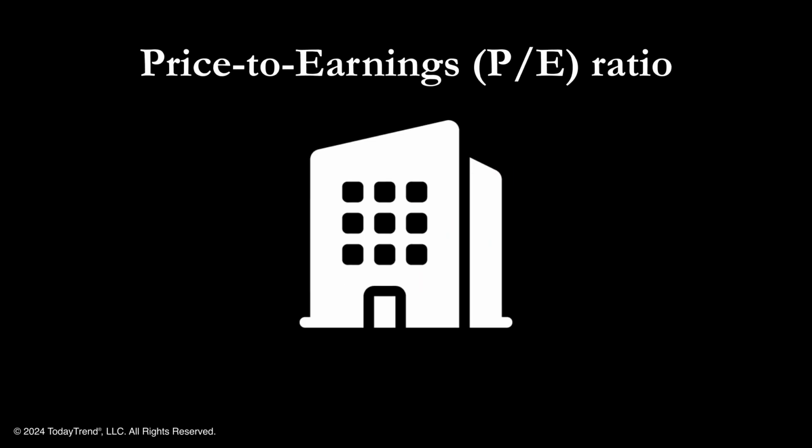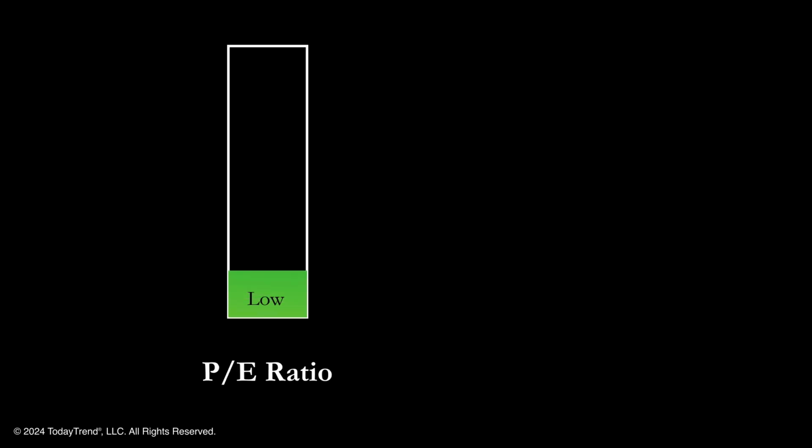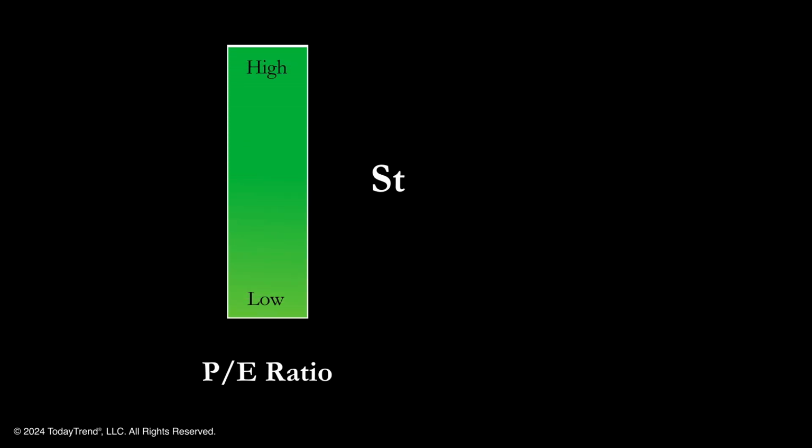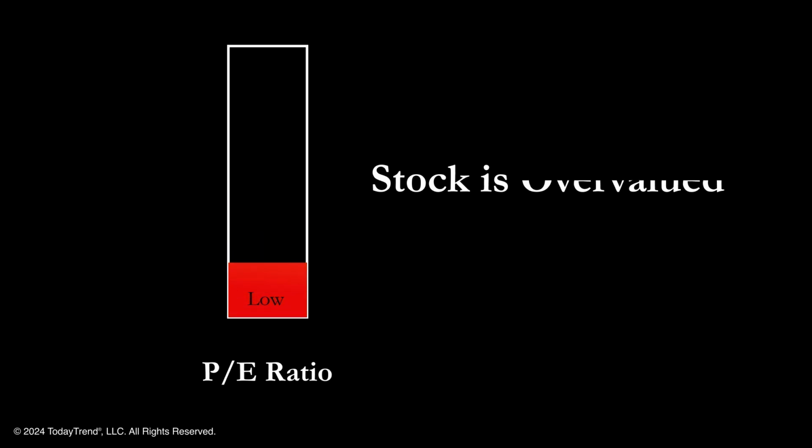The price-to-earnings (PE) ratio measures a company's current share price relative to its earnings per share (EPS). A high PE ratio may indicate that a stock is overvalued, while a low PE ratio may suggest it's undervalued.